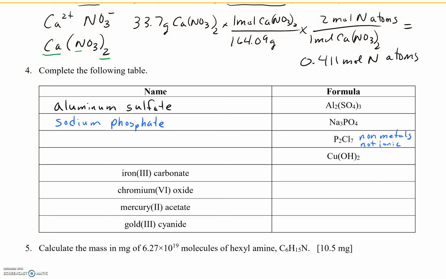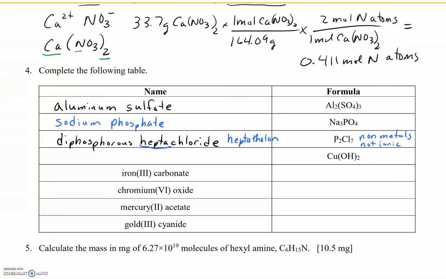Since there are 2 phosphorus atoms, we call this one diphosphorus. There are 7 chlorides, so that's heptachloride. The 7 is shown with the prefix hepta, kind of like heptathlon, if you're a track and field fan for women's sports.